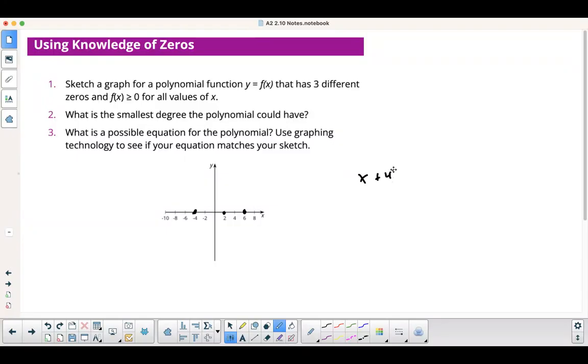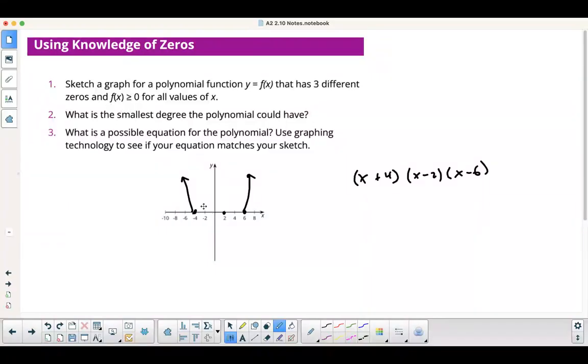So I have to have x plus 4 as a factor, x minus 2, and x minus 6 as a factor. Now I need this to go up and this to go up, because otherwise my f of x would not be greater than 0. It would be negative.